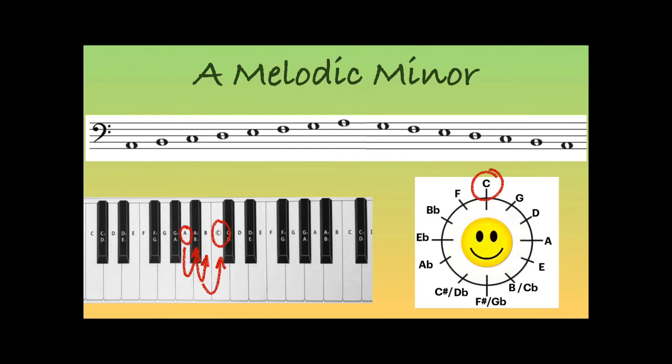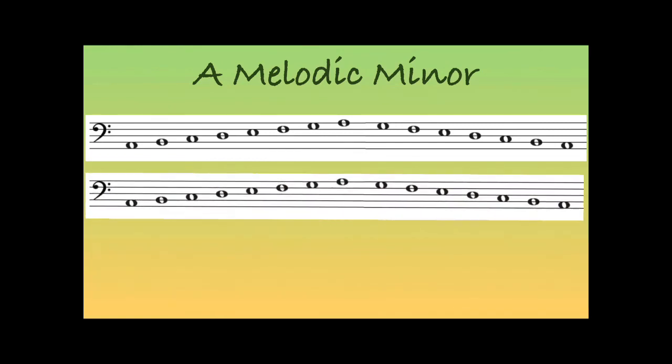C is a happy key. It has no sharps. It has no flats. So, to enter the key signature of C major, well, it's already done. We don't need to change anything. So this is our A natural minor scale.